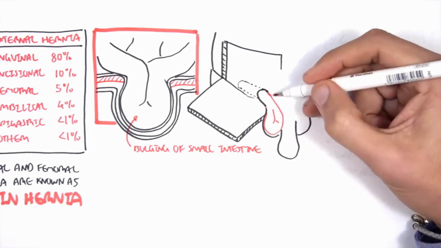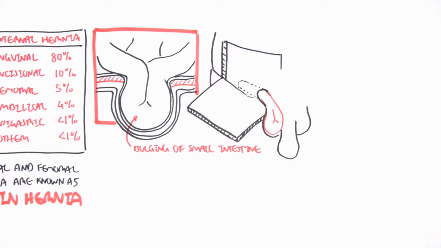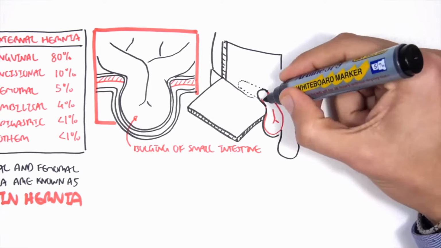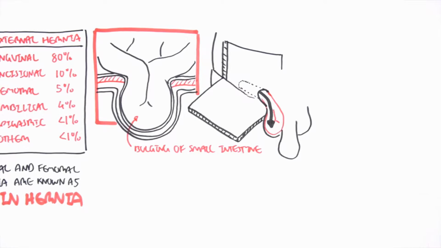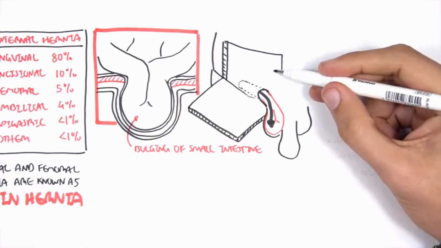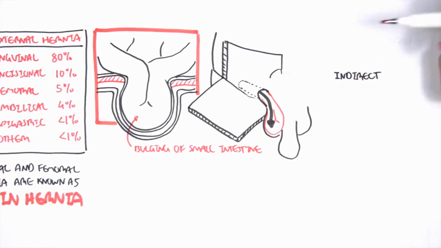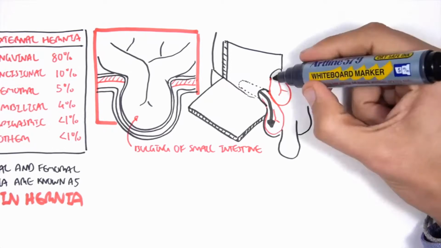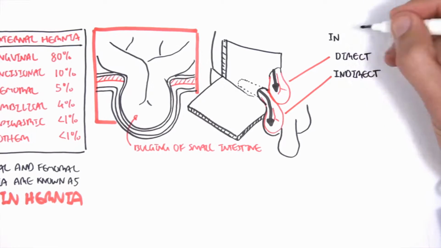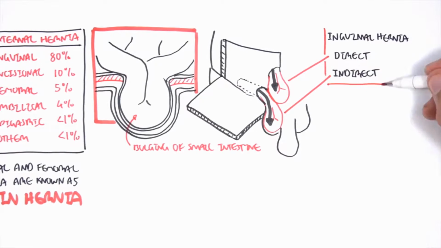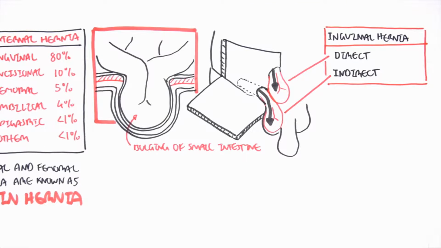And there are two types of inguinal hernia. We have what's known as indirect. So an indirect inguinal hernia is the one that bulges through the abdominal wall and actually goes into the scrotum. So it follows the spermatic cord pathway. And then you have a direct inguinal hernia, which is just a hernia that bulges through the abdominal wall and doesn't actually go down the scrotum.